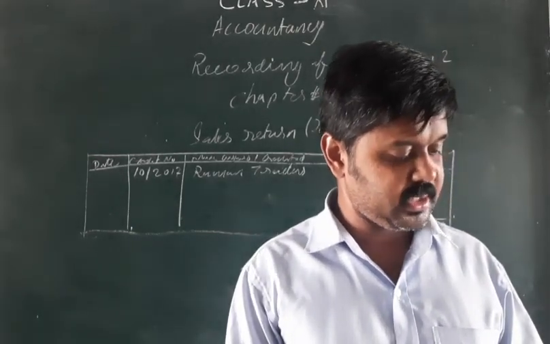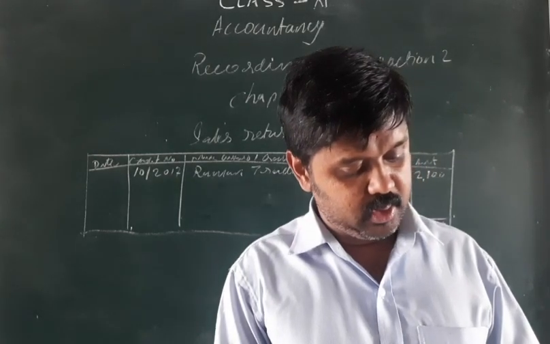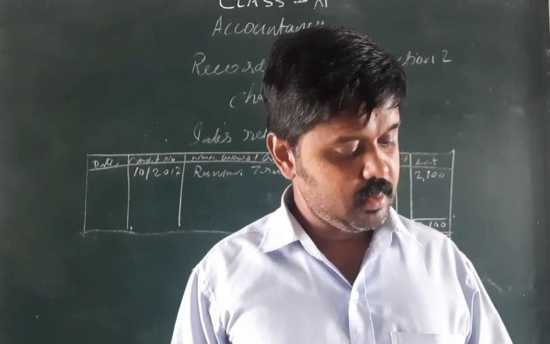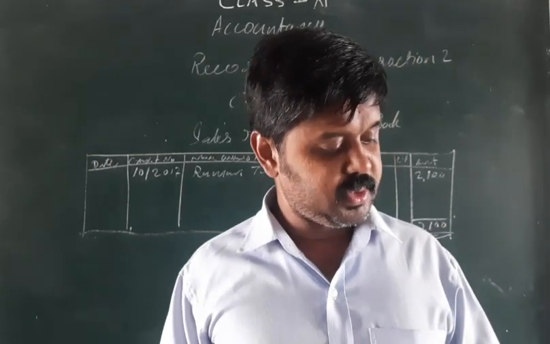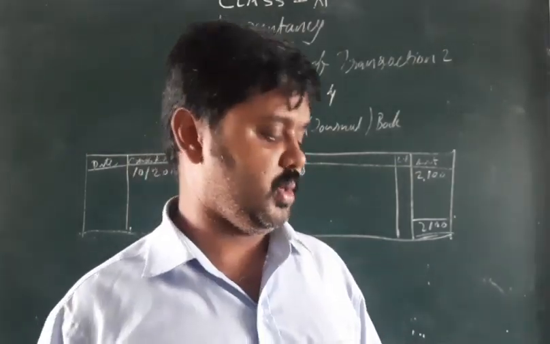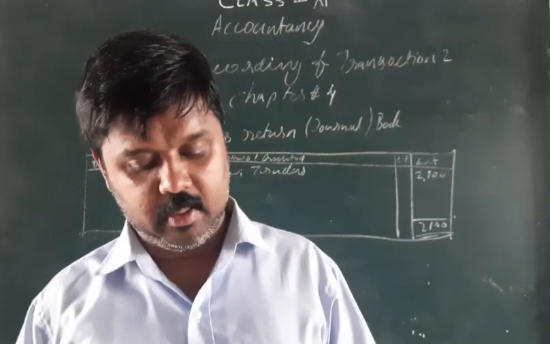Transactions in respect of consignment and joint ventures, etc. Loss of goods by fire, theft and spoilage. If any loss by fire, theft and the like occurs, those transactions are also recorded in the journal proper.